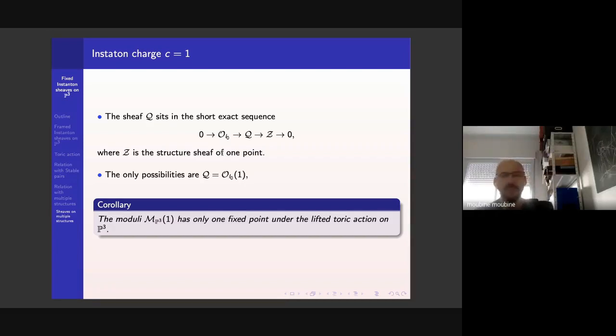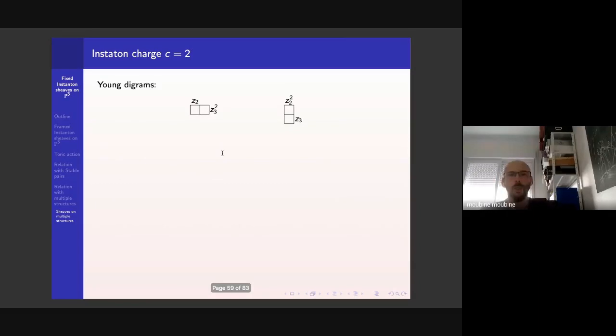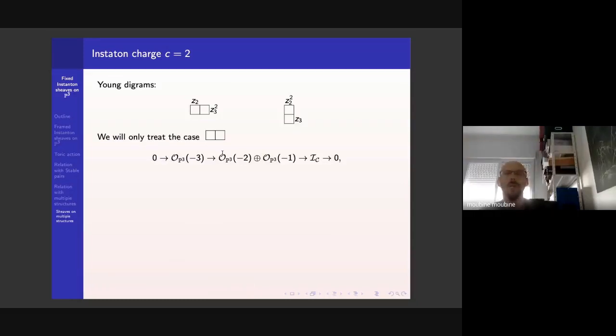Okay, so in this case, we have the same number as the partitions, because we have just one box. For charge 2, we have two diagrams that we can consider. And the ideal of the double structure is given by this resolution. Okay, so we can compute its Hilbert polynomial, and we can compute the length of the cokernel of the section S, which is in this case 3.